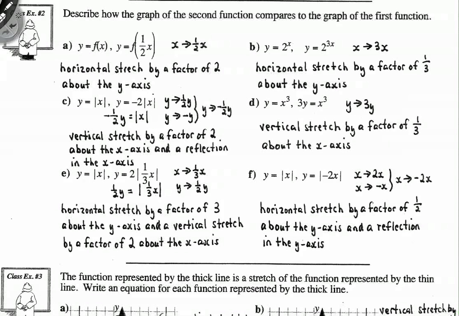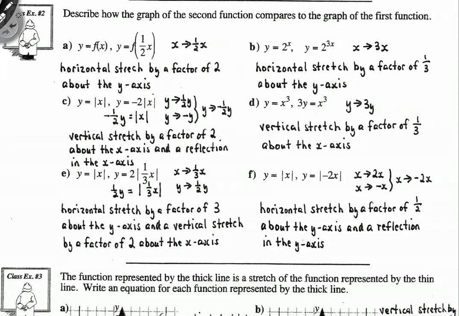Part D, similar things going on. We've got y equals x cubed goes to 3y equals x cubed. So the multiplier is 3 right beside the y, so it does the opposite to what we expect, in that it's a compression by a factor of 1/3, vertical stretch by factor of 1/3. And that's about it. It's no reflections or anything.